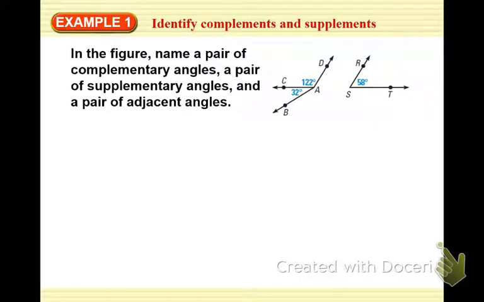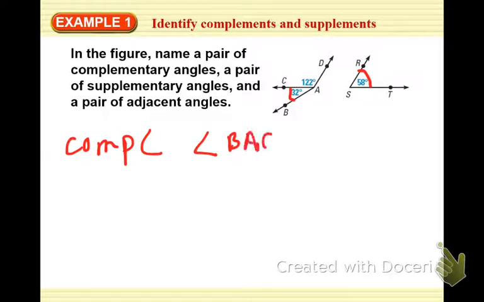In the figure, name a pair of complementary angles, supplementary angles, and adjacent angles. Let's do complementary first. Give me a pair of complementary angles. Yes, go ahead. BAC and RST. Yes. These are non-adjacent complementary angles. BAC is here. RST is there. They're complementary. So we could say angle BAC and angle RST.